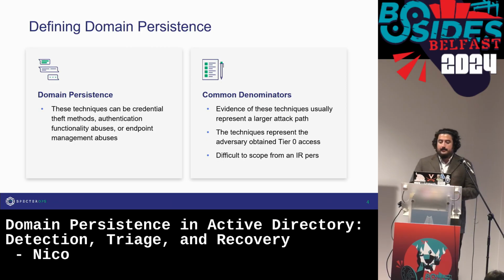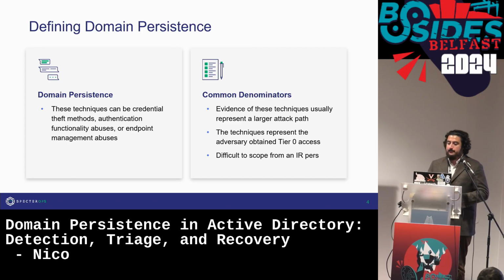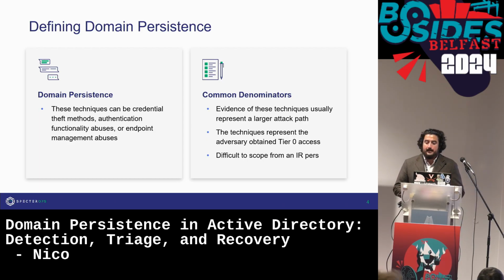So when we're talking about domain persistence, we're going to talk about a bunch of different techniques first, right? And these techniques could be credential theft methods, they could be authentication functionality abuses, they could be endpoint management abuses, and these techniques have a few different common denominators.